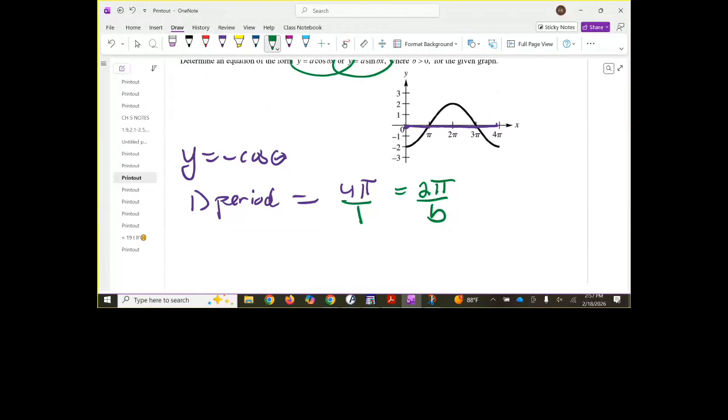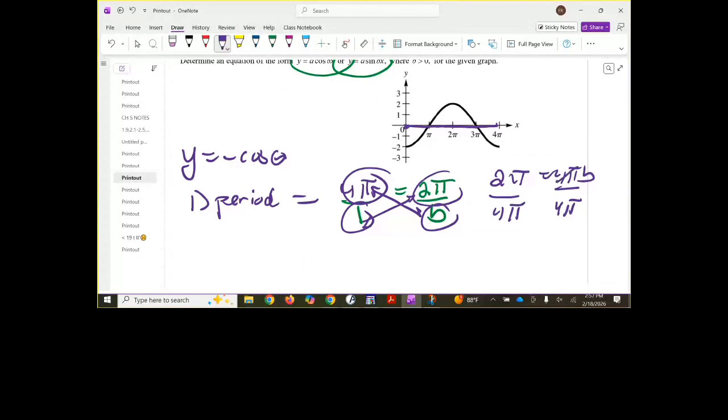And what I really want to try to do is solve for the letter b. So you guys remember probably back in 7th, 8th grade, we do a little cross multiply action. So 1 times 2 pi is 2 pi, and 4 pi times b is 4 pi b. And if we decided to get rid of our 4 pi, the pi's are going to go away. 2 over 4, can't we reduce that to 1/2? Okay, so look, number one, we know that our b is 1/2.